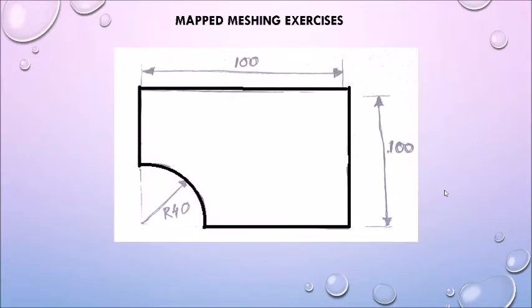Let us see what the requirements of a geometry are for getting a mapped mesh. The rule for two-dimensional mapped meshing is that if any area contains 4 or fewer sides, then it is mapped meshable. But the area shown on the screen has 5 lines. An arc is also a line, so there are totally 5 lines, so it cannot be mapped meshed directly. So we have to prepare this geometry for map meshing.